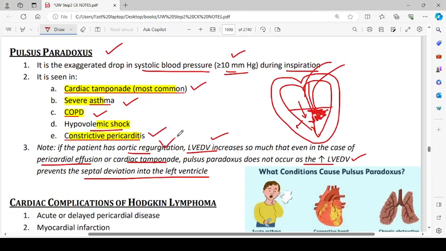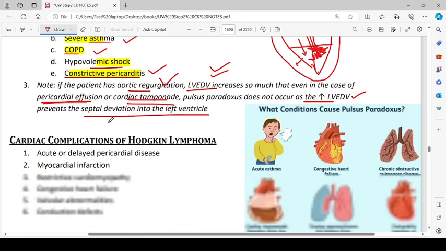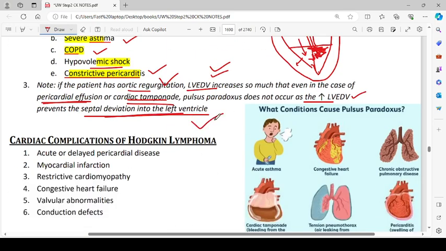So if the patient has aortic regurgitation, left ventricular end-diastolic volume increases so much that even in the case of pericardial effusion or tamponade, pulsus paradoxus does not occur, as the increase in left ventricular end-diastolic volume prevents a septal deviation into the left ventricle.